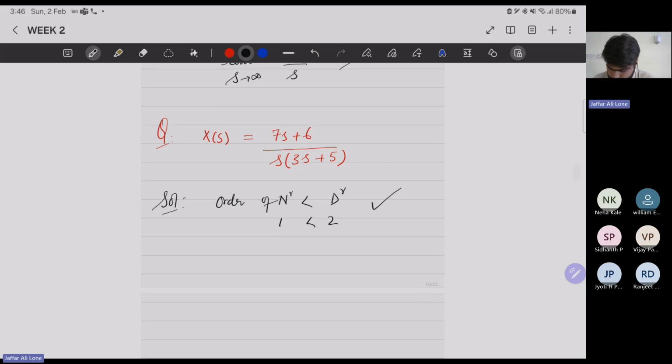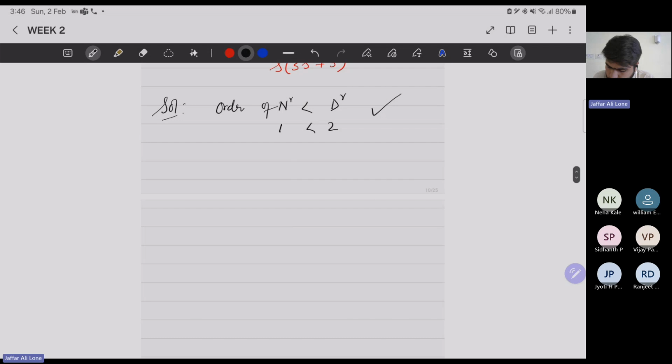Can you now try finding x naught and x infinity? Can you try and tell me the values? Take 2 minutes and solve it.